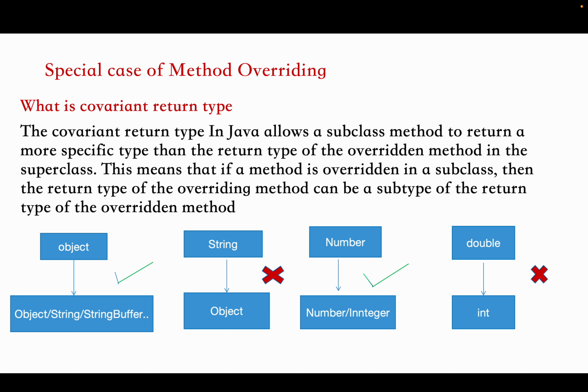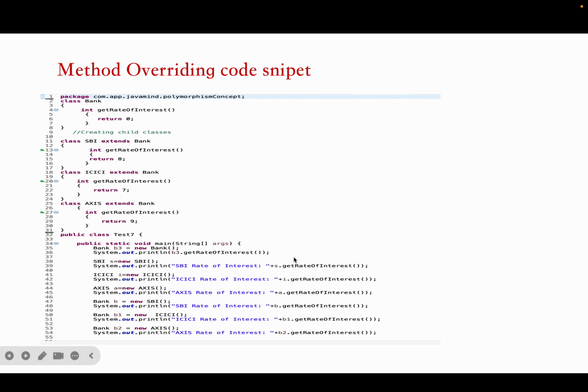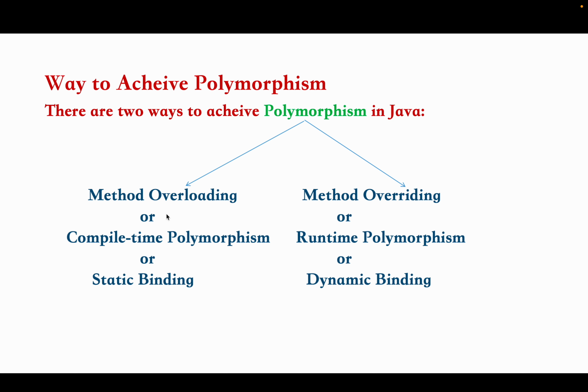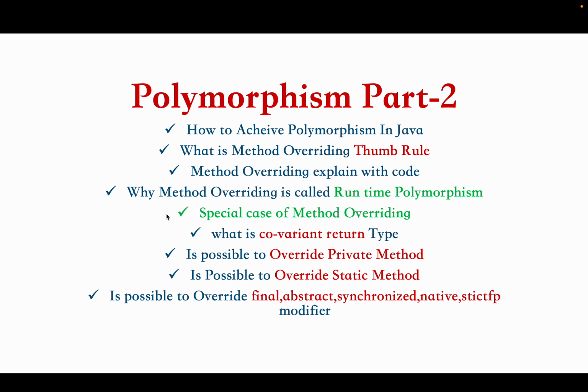Then this is an example of method overriding: how we perform overriding in our application. That is the most important example by which you can understand easily. So that is our thumb rule. Then how many steps we need to achieve polymorphism, that is our agenda.